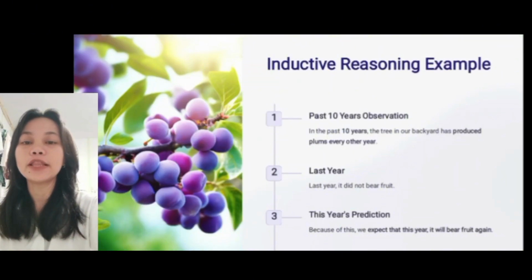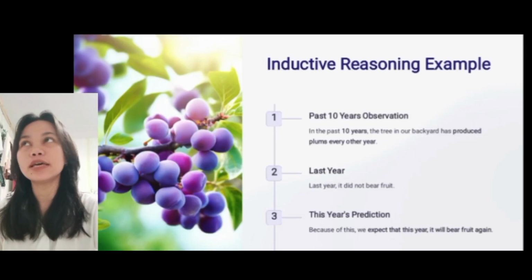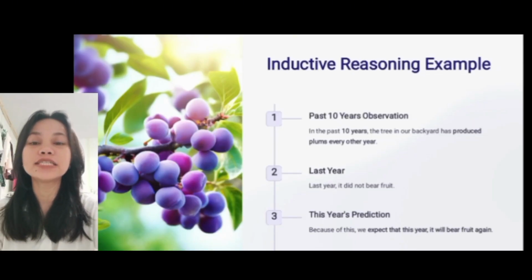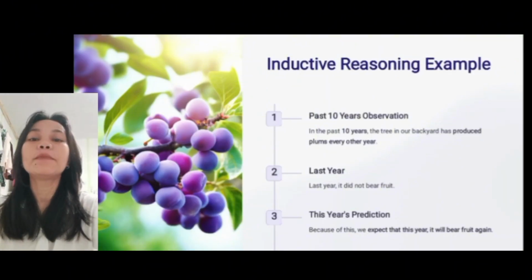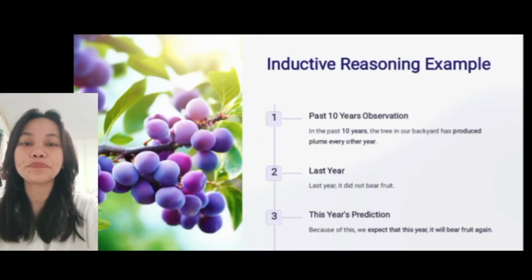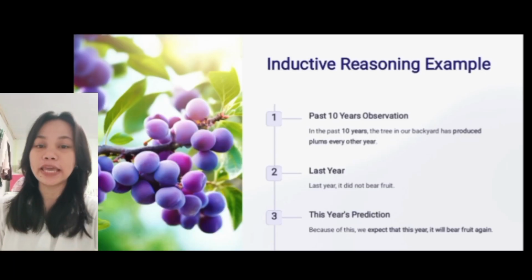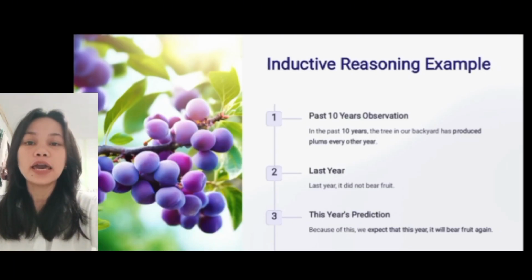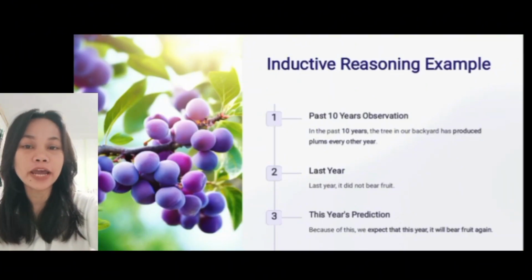For example, in the past 10 years, the tree in our backyard has produced plums every year. Last year it did not bear fruit. This year, we expect that it will bear fruit. In inductive reasoning we don't have absolute certainty. It is based on past observation, so our conclusion may be right or wrong. That is inductive reasoning.